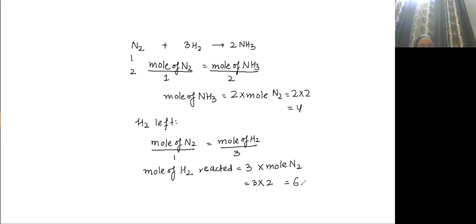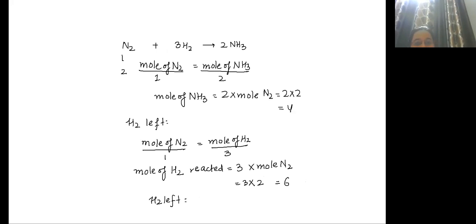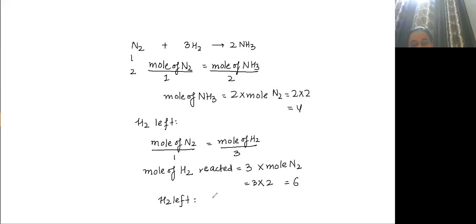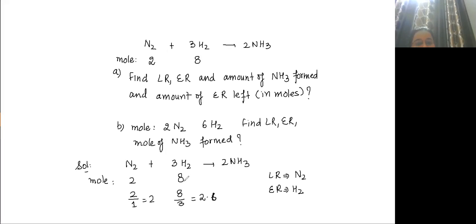6 moles should react. So what is H2 left? Total there is 8 moles and only 6 moles is reacting, so it will be 2. Remaining is 2 moles. With 1 mole, 3 is reacting, so with 2, 6 should react. So H2 is present in excess.